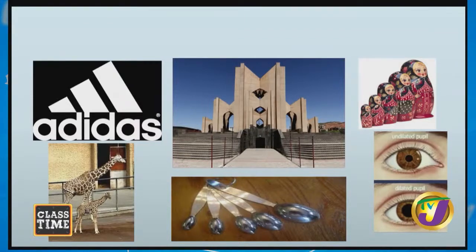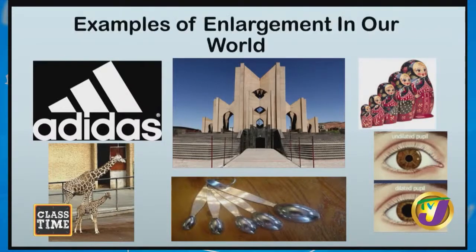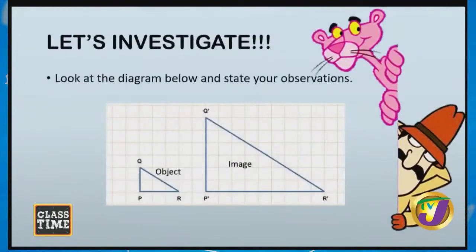So that's the black spot in the eye. The science coming out in math class today. Awesome. So basically, these have been examples of enlargement in our world. Wonderful. So mathematics is everywhere. Yes, it is. Okay, so let's look at these two objects, drawings here, and do some investigation, make some observations.